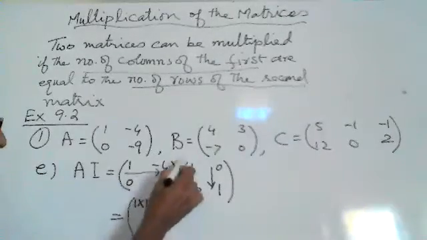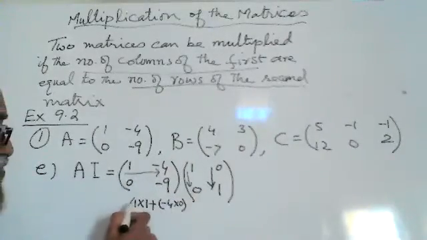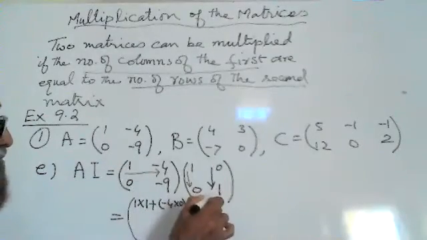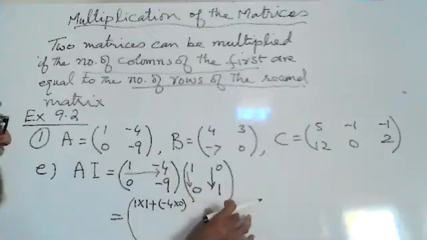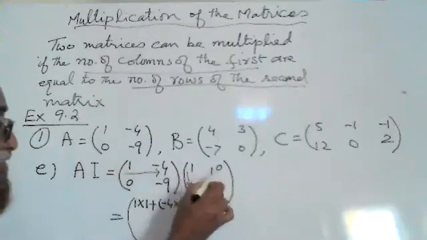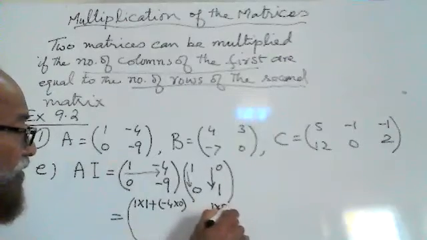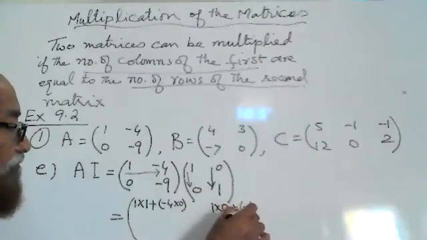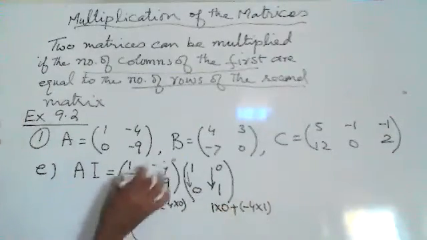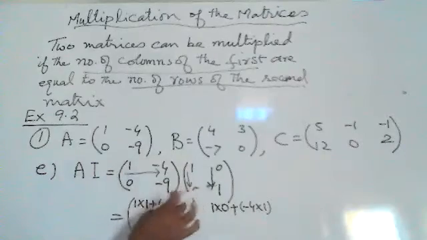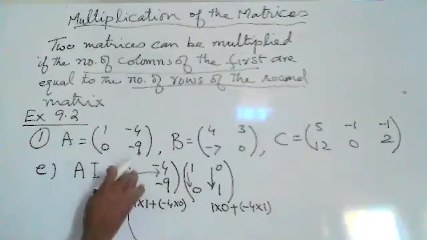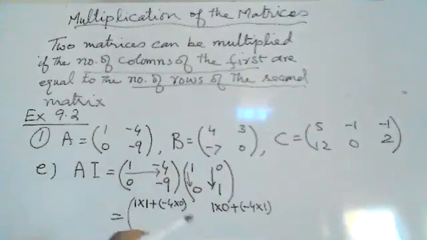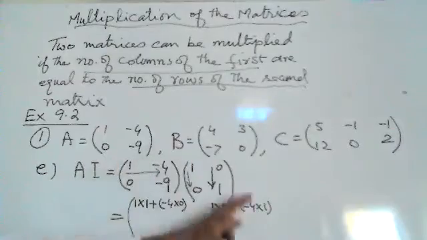The first row is multiplied with the first column. The answer will be written in the first row, first column. Then the first row is multiplied with the second column. The answer will be written in the first row, second column. Again, the same way, 1 into 0 plus minus 4 into 1. And this product and this product will be added together. There must be one answer. So first row, second column.